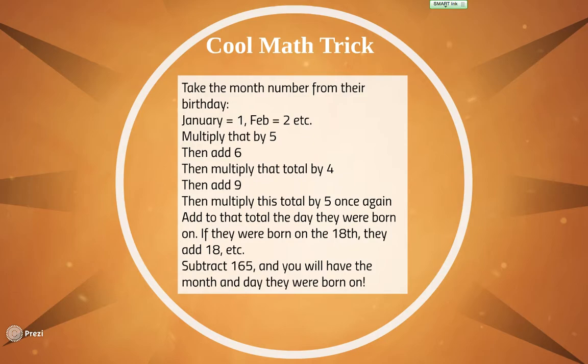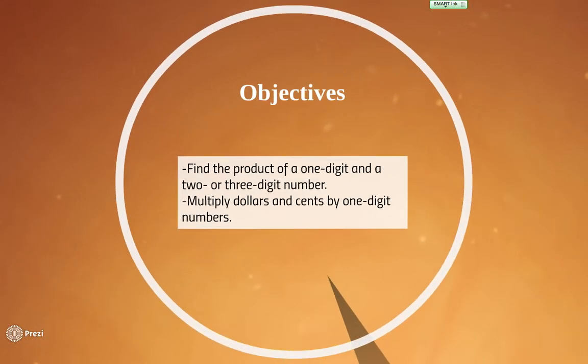All right, let's move on to our lesson for today. Our objective is to find the product of a one-digit and a two or three-digit number. Something very easy. You guys have all done this, probably starting in second grade. So this lesson should be fairly simple for you guys. Also, we're going to multiply dollars and cents by one-digit numbers.